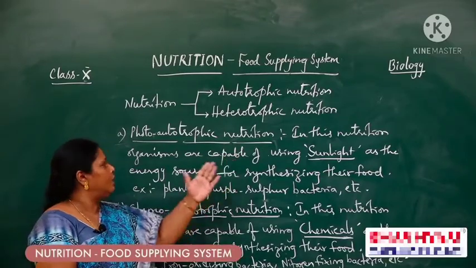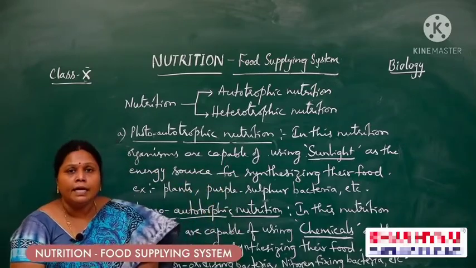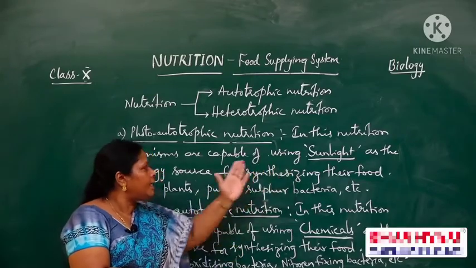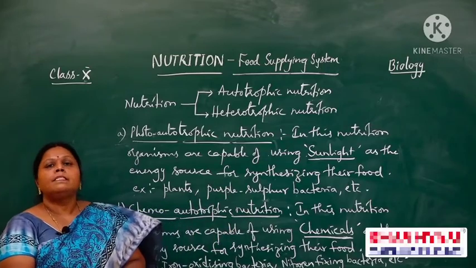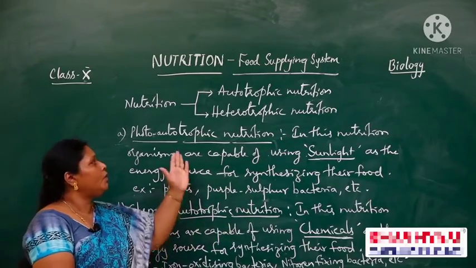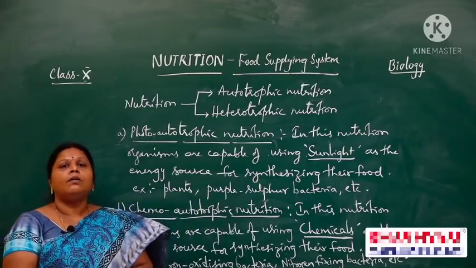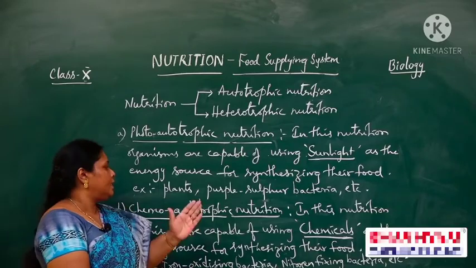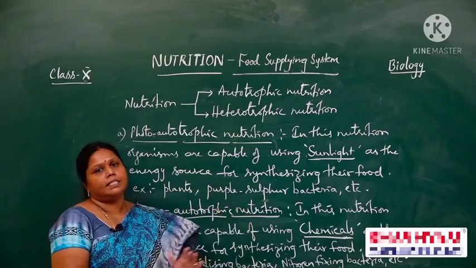In this nutrition, the organisms are capable of using sunlight as their energy source. What do they use? Sunlight as their energy source for synthesizing the food. Such nutrition is called photoautotrophic nutrition, and such organisms are called photoautotrophs. Then what are the examples for this? They are plants, purple sulfur bacteria, etc.